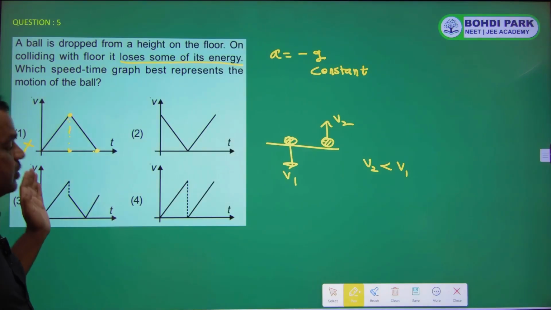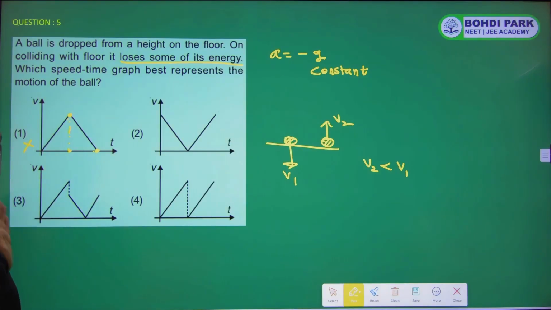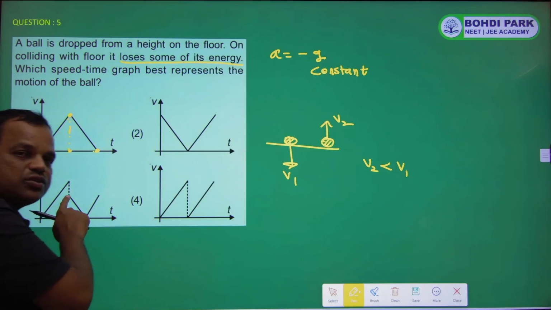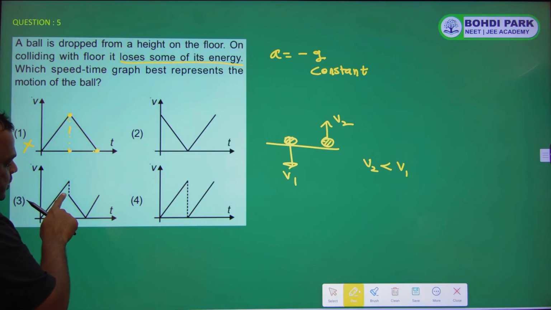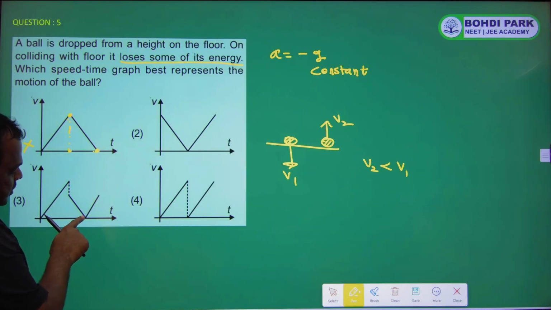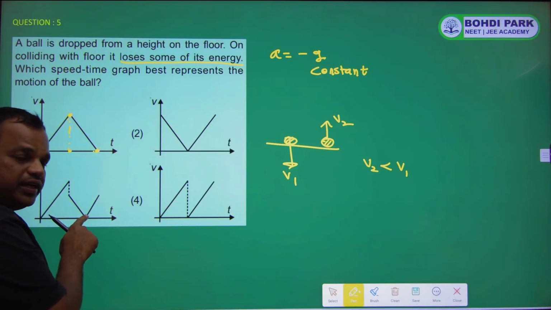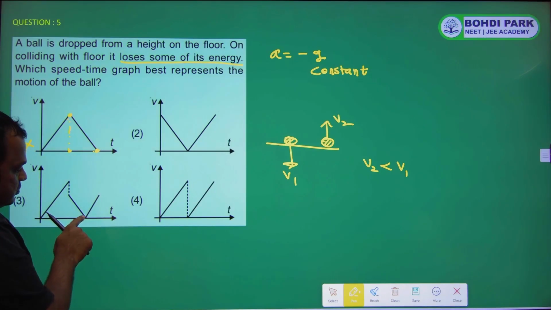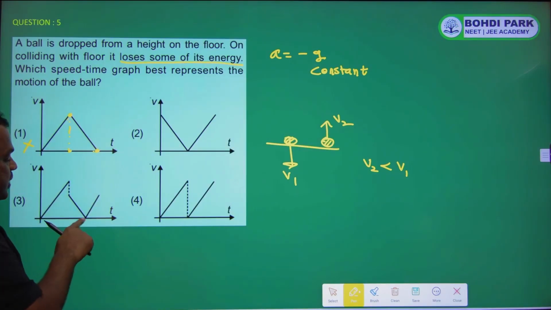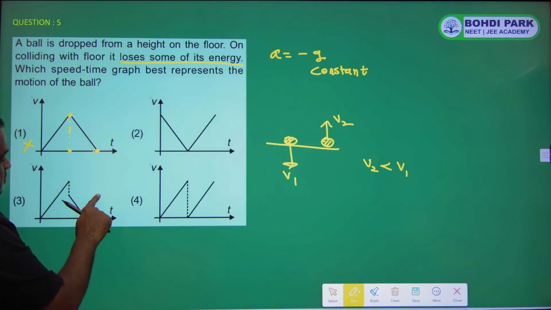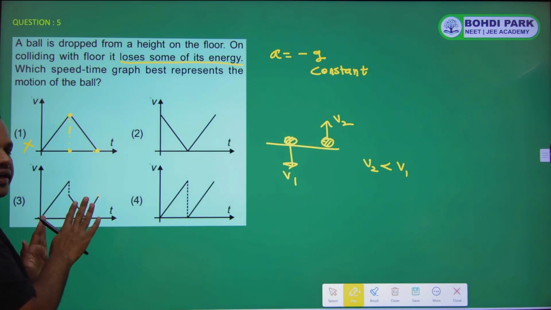Okay, now third, so it is rebounding with less speed, that is true, and as it is going up speed is decreasing, so definitely speed is decreasing. Okay, topmost point the speed is 0, then again it is coming back, so speed increasing. So this graph is looking correct.